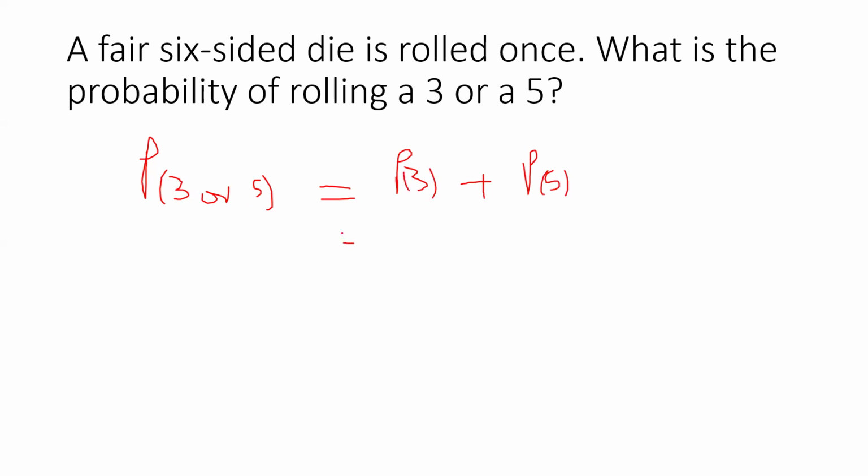How many 3s do we have when you roll the die? You only have 1 out of 6. And then how many 5s do we have? We have 1 out of 6. And then if I add these 2, I'm going to get 2 over 6, which is the same as 1/3. And that becomes my answer. Okay.